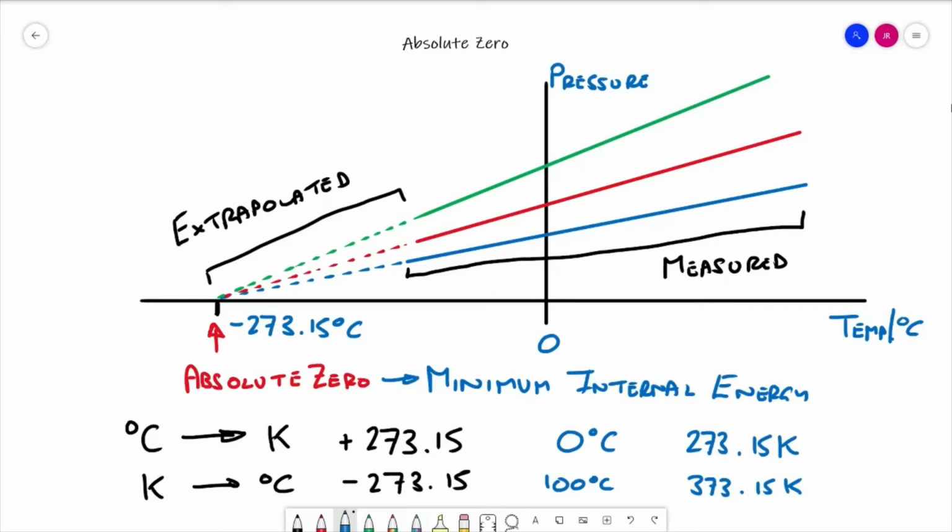Now finally, just note that there is a slight difference. We use the degree symbol when we're talking about Celsius, but we do not use the degree symbol when we're using Kelvin. It's simply a capital K for Kelvin.